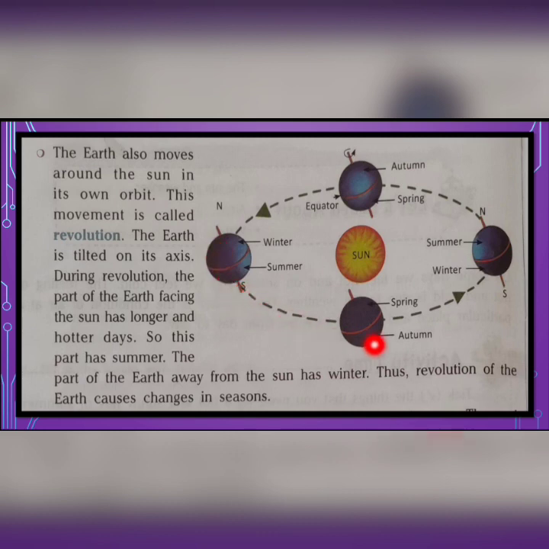And during revolution, the part of the earth facing the sun has longer and hotter days, and so it has summer. The part of the earth that is away from the sun has winter, right? Thus, revolution of the earth causes change in seasons. We know that there are 5 seasons, right? And it is caused because of revolution of the earth around the sun.